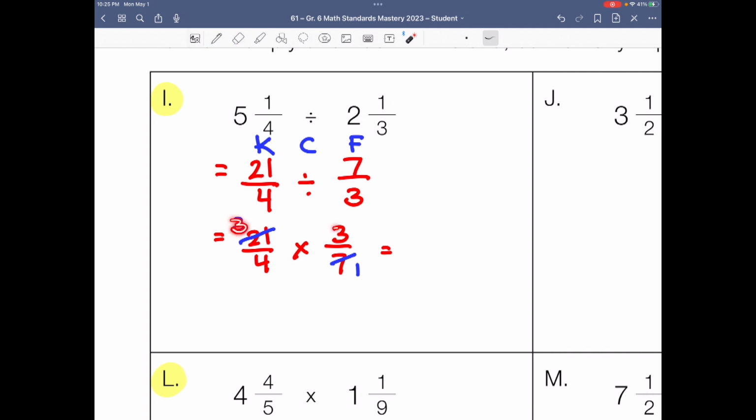So 3 times 3 equals 9. Write it down. 4 times 1 equals 4.